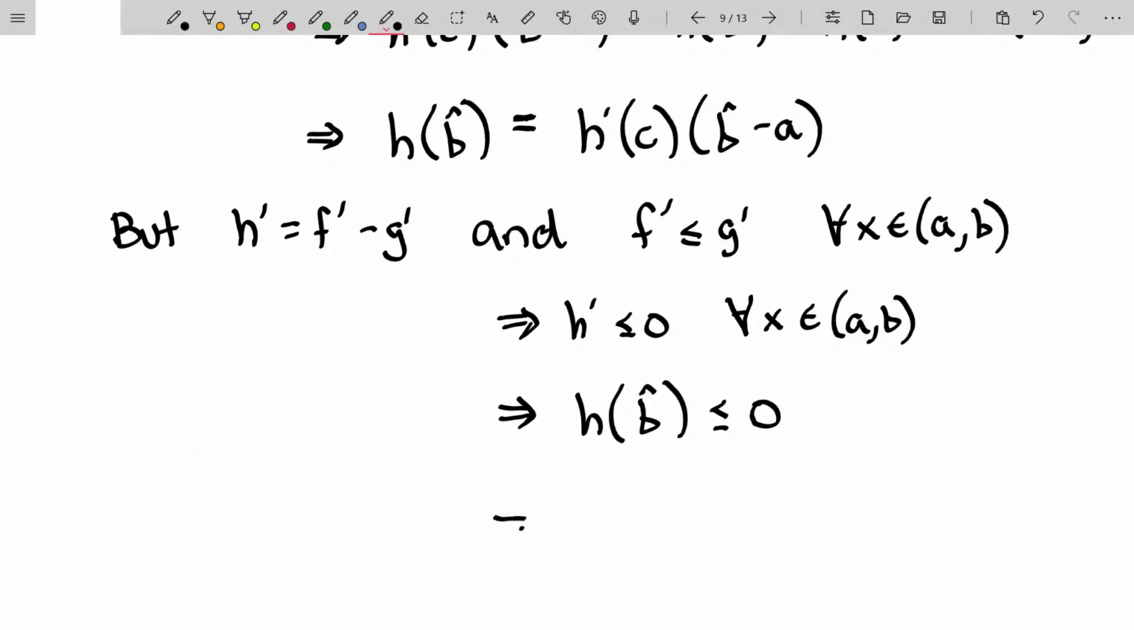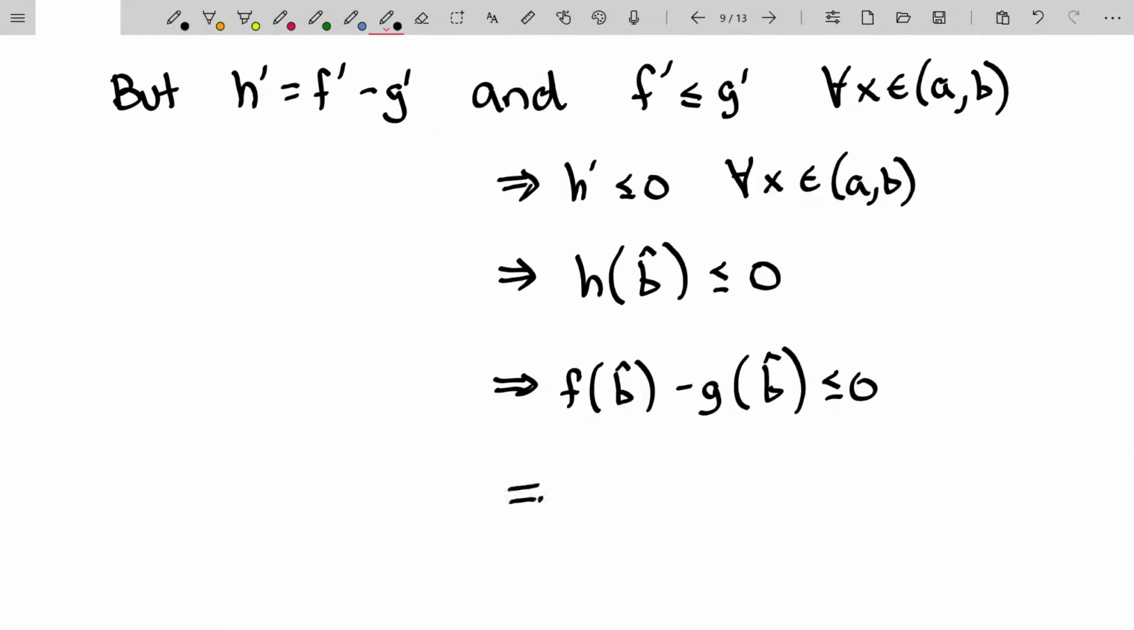But remember what h is. h is f minus g. So f of b hat minus g of b hat is less than or equal to 0. Or in other words, f of b hat is less than or equal to g of b hat.